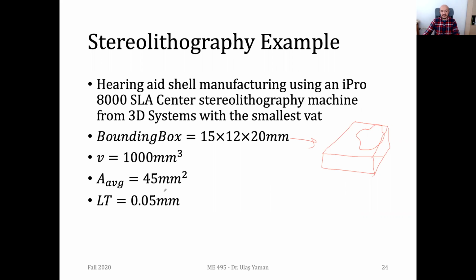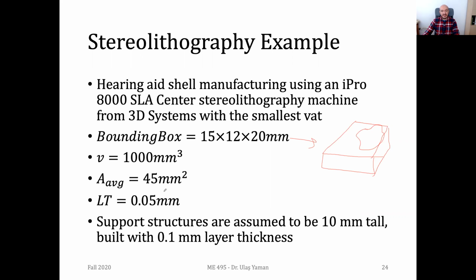The layer thickness for this part is 50 micrometers, and we have some support structures, but they're not as long as the height of our bounding box. It's less than that, it's 10 millimeters. So for 10 millimeters of the design, we have support structure, and the layer thickness for the support structures is not equal to the layer thickness of the part. As you see, it's twice the layer thickness of the model. It's 100 micrometers.